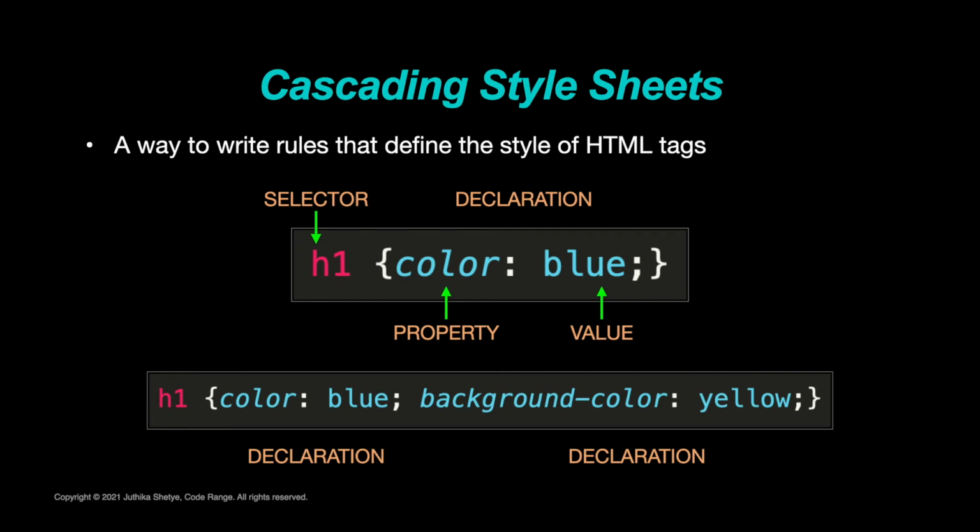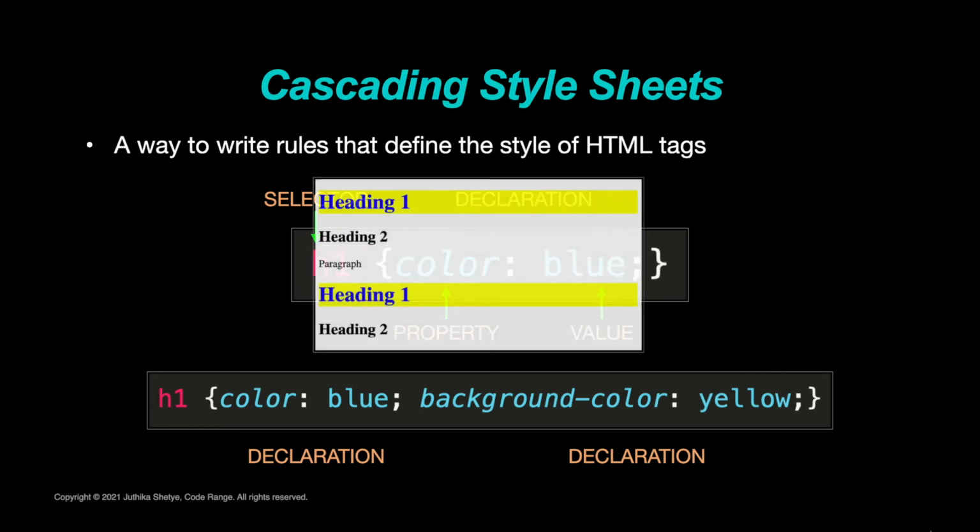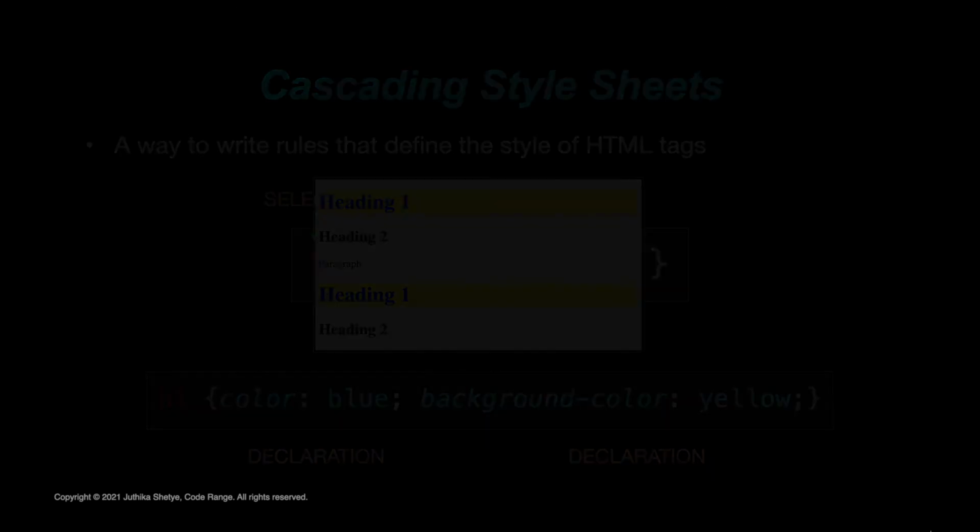Maybe you wanted the background color of this H1 to be yellow, then you can write this. And what this code does is that whenever the browser sees any H1 heading, it makes it blue and its background yellow. Alright, so now that you know how to write a CSS rule, how do we actually get it to work? So now let's talk about how we can include it in our HTML.